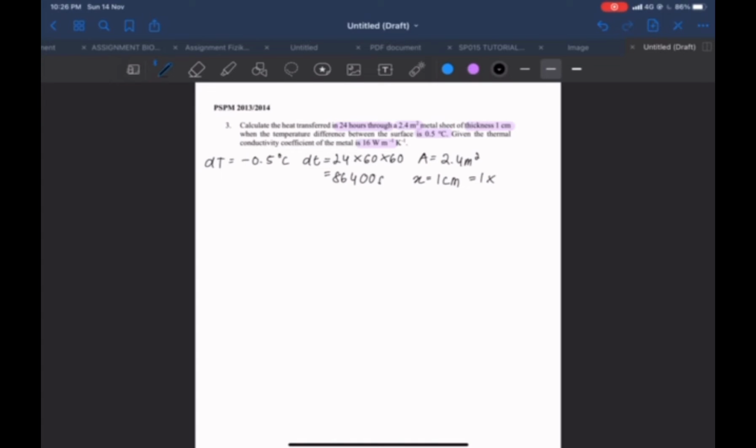From all the information given, we can use the rate of change formula. So we just fill in the formula. Thermal conductivity coefficient is always negative.